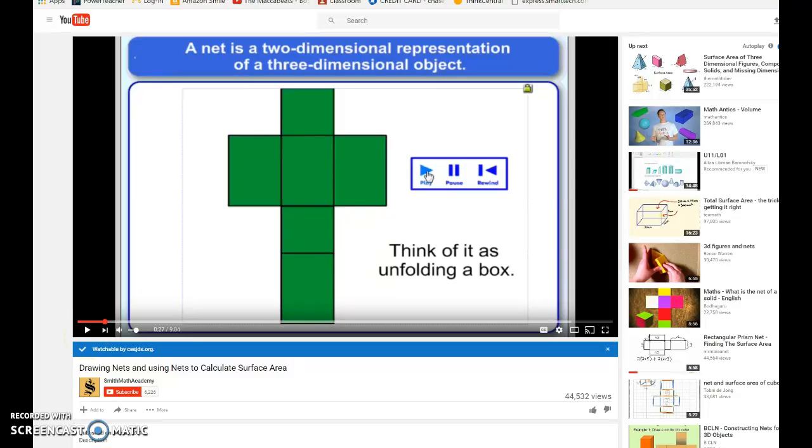Okay, so take a look at that picture. What they did is they took a rectangular prism and they unfolded it. And so the front and the back are here.